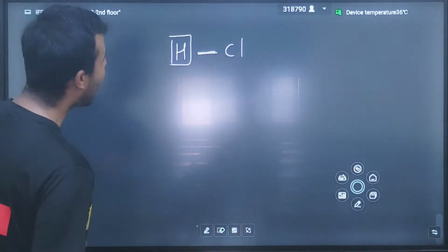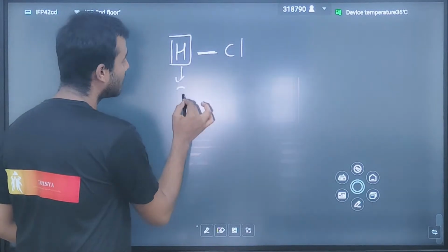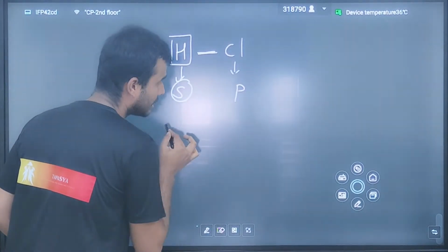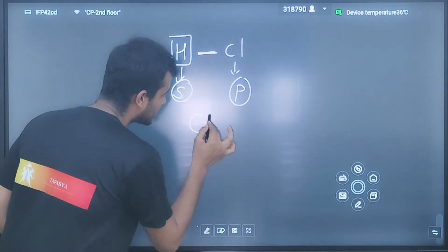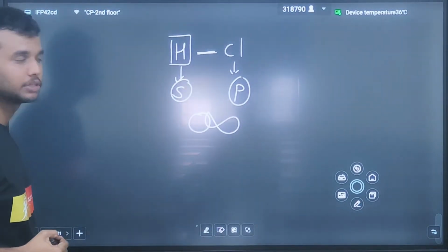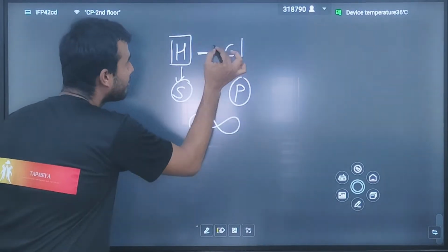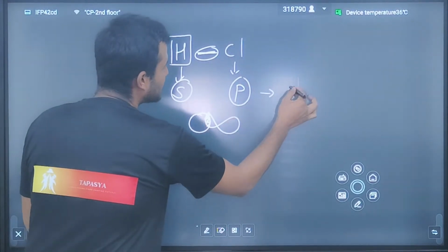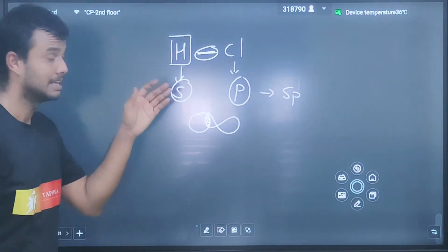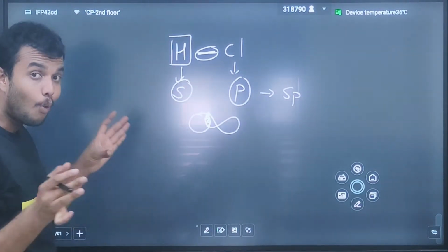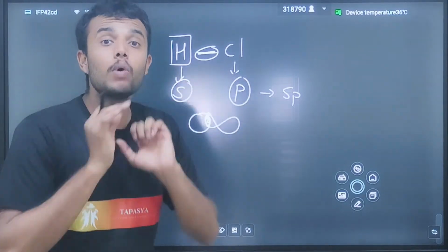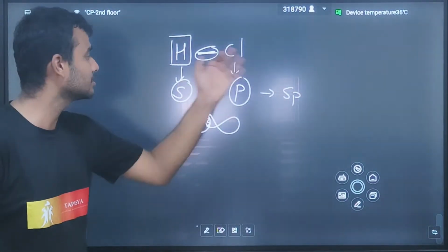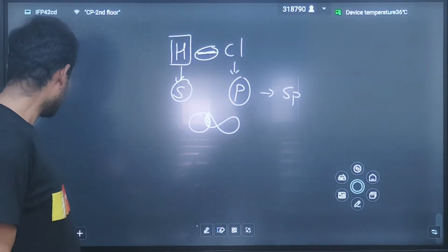In the case of hydrogen, the electron is present in the s orbital, and here we also have an sp block element. This s orbital overlaps with the p orbital like this, my dear students. Then it will form a single bond. Now we can say sp hybridization. Hybridization means this s orbital and this p orbital overlap, and it will form a new orbital. This is what hybridization is.